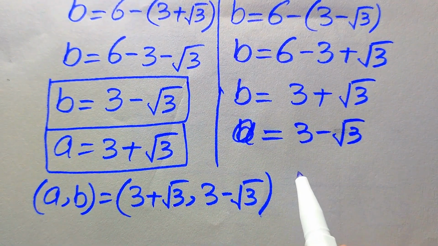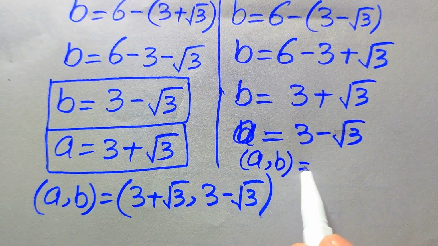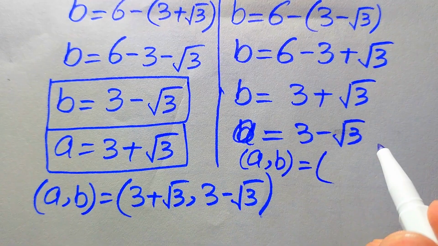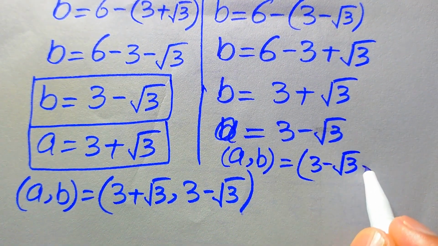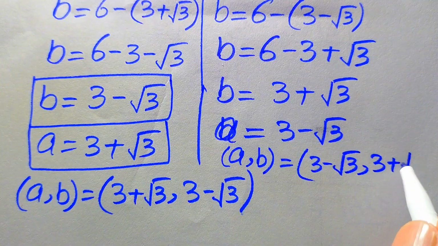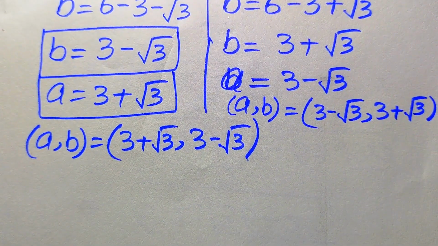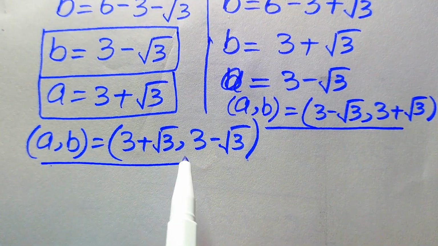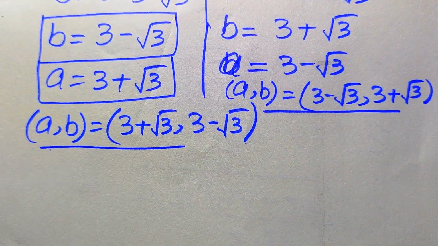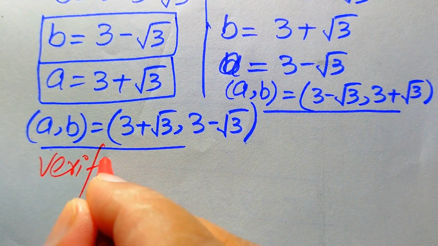So from here we get the second root or second pair of roots of the given equation, a b is equals to 3 minus square root of 3 and 3 plus square root of 3. So we obtain, these are the two pairs of roots which we get here in this method. And now in the next step we need to verify whether these roots are solutions or extraneous roots.